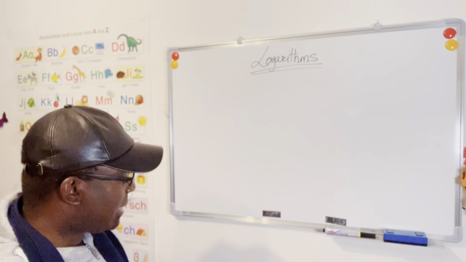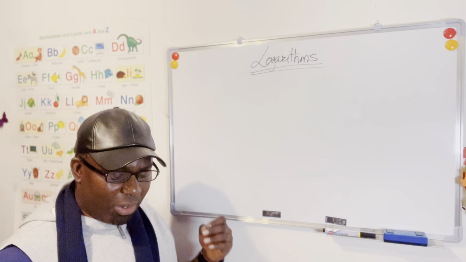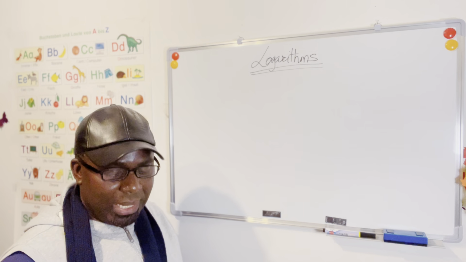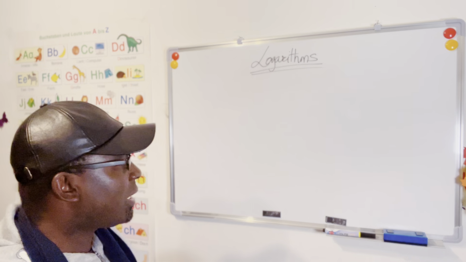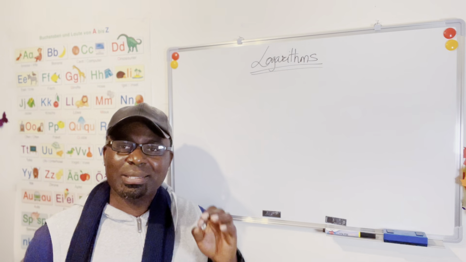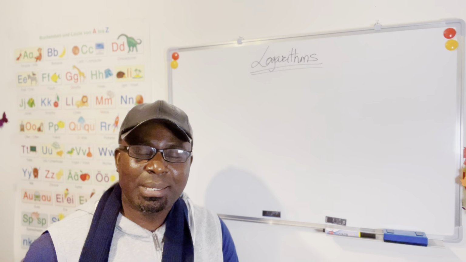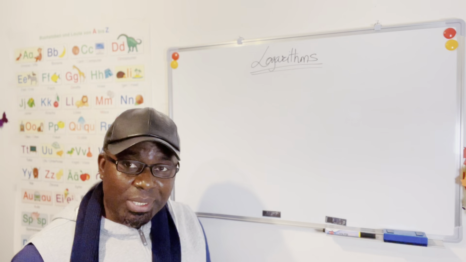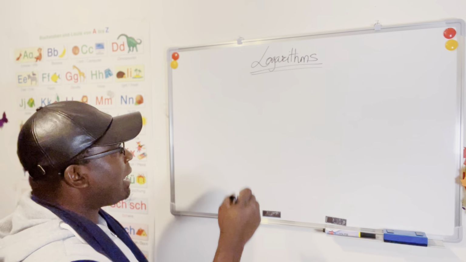So we now say that the logarithm is the exponent or power to which a base must be raised to yield a given number. So we say logarithm is the exponent or power to which a base must be raised. A base must be raised to yield what? To yield a given number. Let's take a look now at this.